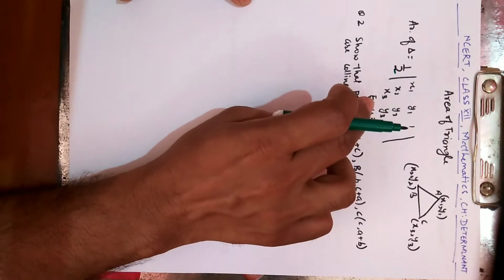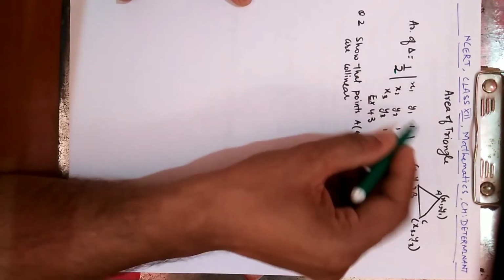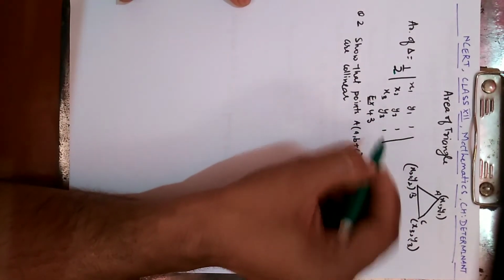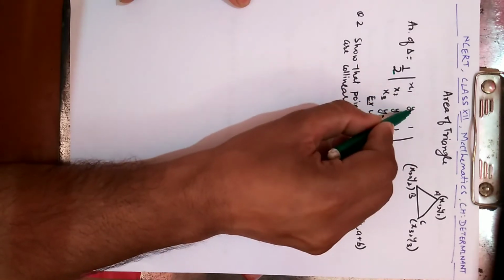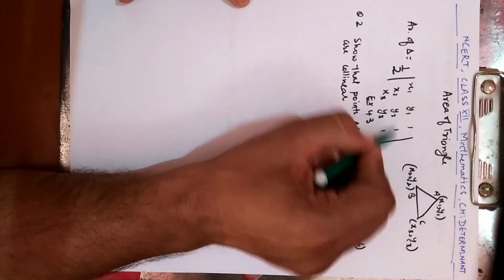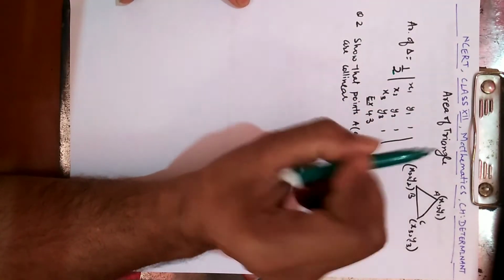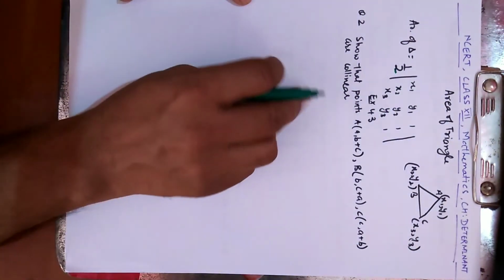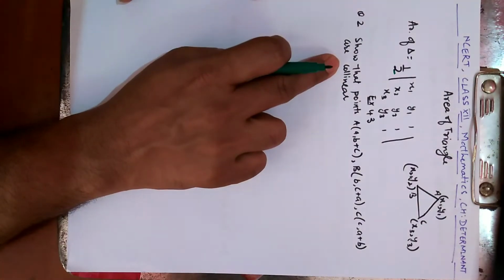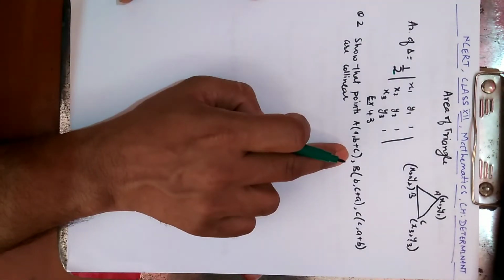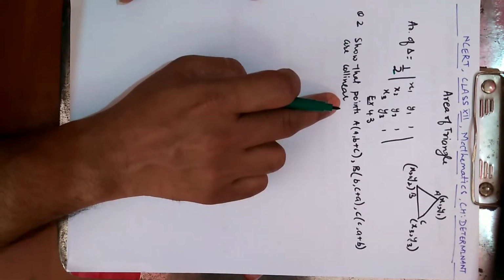the determinant with rows x1 y1 1, x2 y2 1, x3 y3 1, or this can be written as the determinant with rows x1 x2 x3, y1 y2 y3, and 1 1 1. This way also it can be done. So now you see, this is exercise 4.3 question number 2. You have to show that these points are collinear.